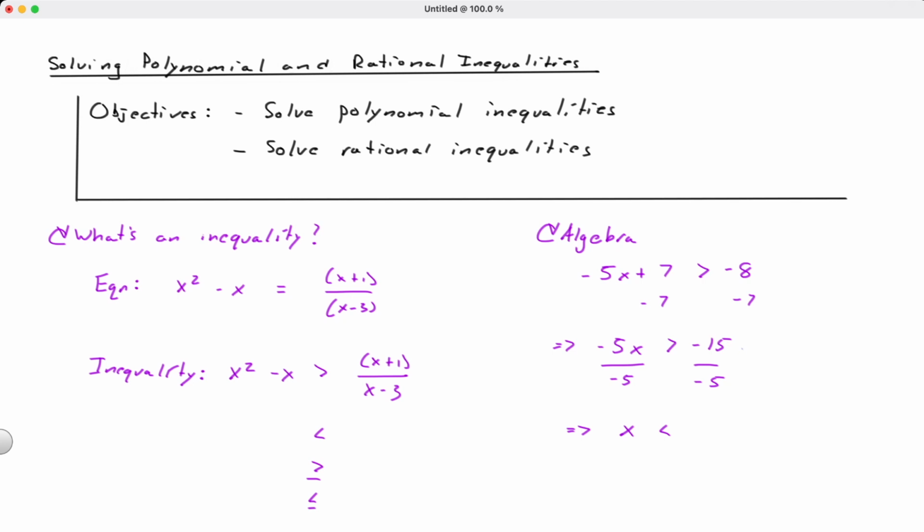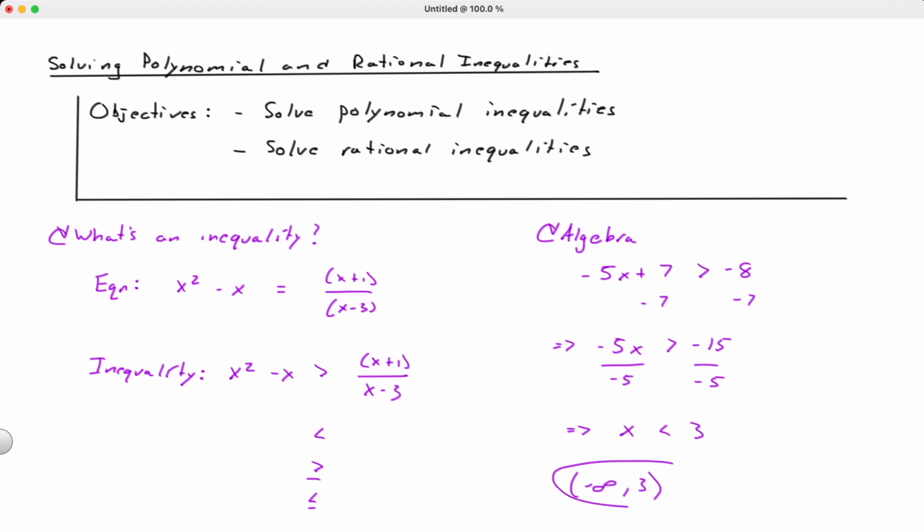But otherwise, everything would proceed the same. Negative 15 over 5, that's going to give us positive 3. And so this would give us a solution of x is less than 3. And we would typically write this in interval notation. So less than 3 would be everything from negative infinity up to 3, using parentheses here because we are not including our value of 3. We're not including the endpoint. It's not a less than or equal to.